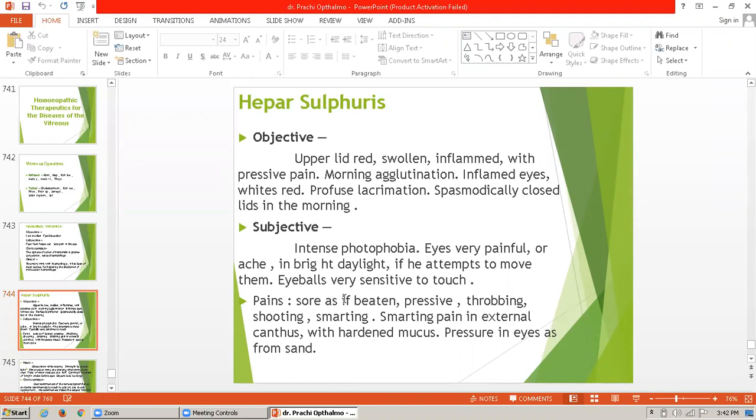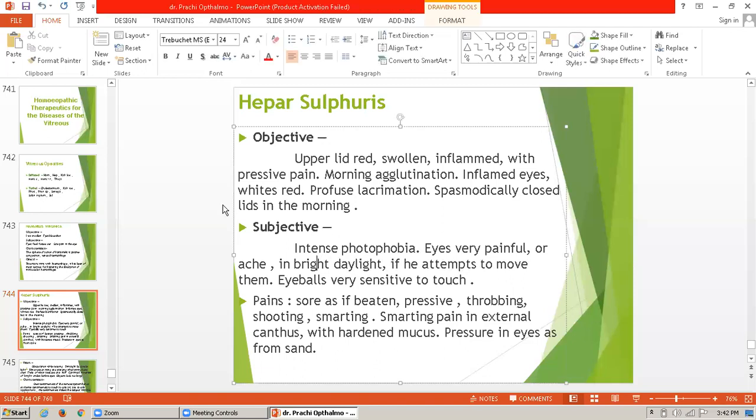Hepar sulph objectively shows in the patient that the upper lid is red, swollen, inflamed, with depressive pain, morning agglutination, inflamed eyes, whites red, profuse lacrimation, and spasmodically closed lids in the morning. Subjectively there is intense photophobia, eyes are very painful in the bright daylight, and if he attempts to move them, the eyeball is very sensitive to touch, with pain, sore as if bitter, pressive, throbbing, shooting, smarting pain in the external canthus with hardened mucus, and pressure in the eyes as from a sac.